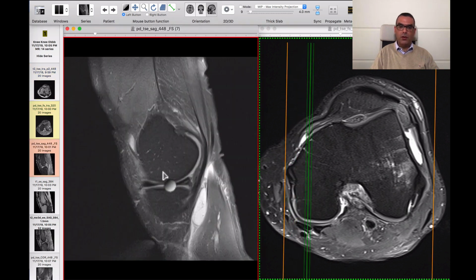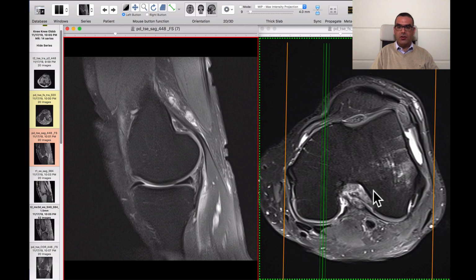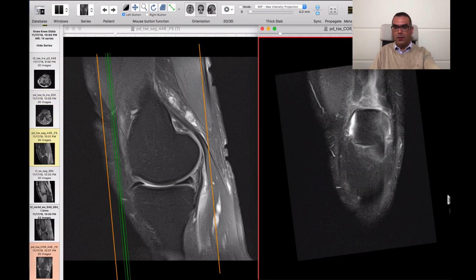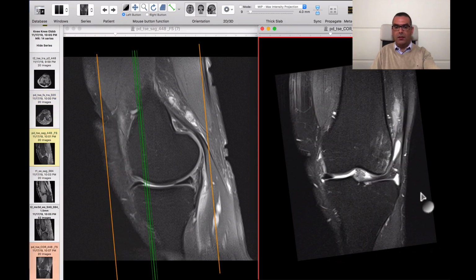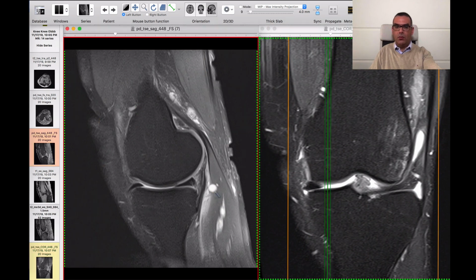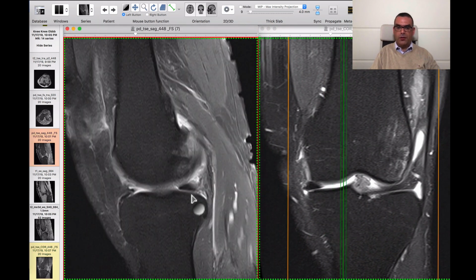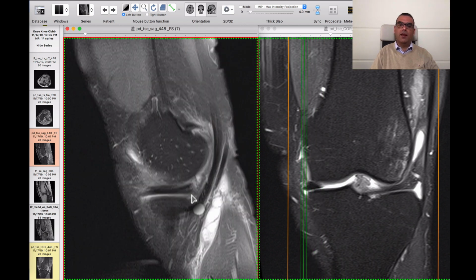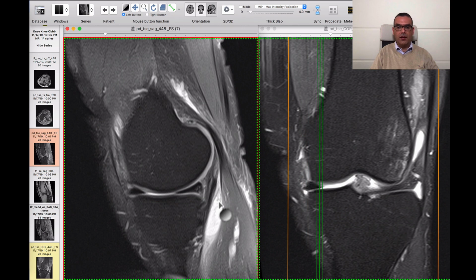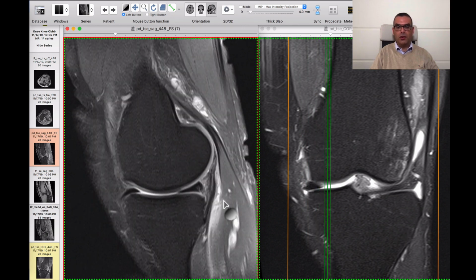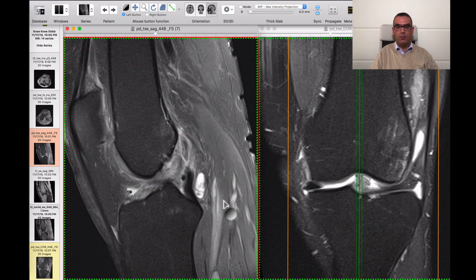So we will switch to the sagittal and coronal, and let's see what we can identify. So first, we will go, as we always do, from the medial side to the lateral side and identify pathological changes. We identify one by one.